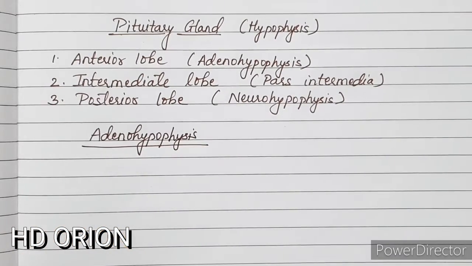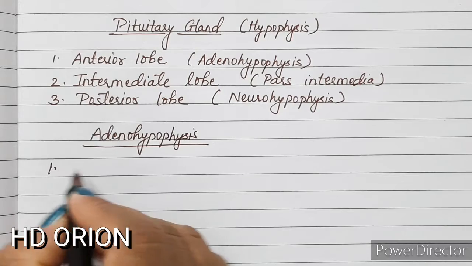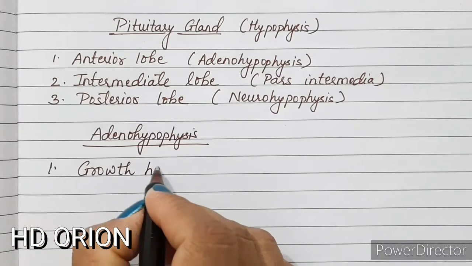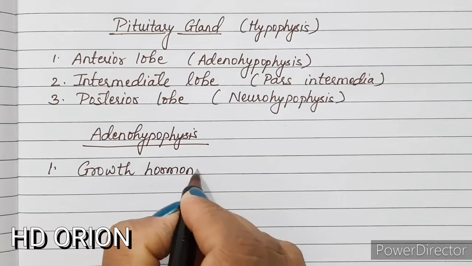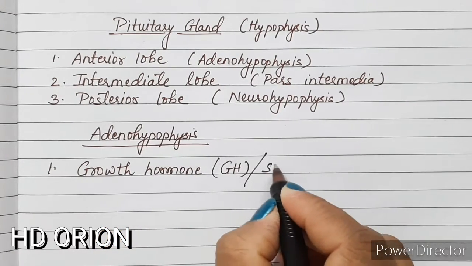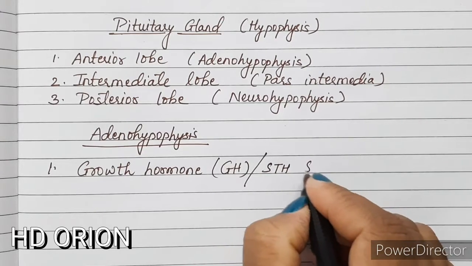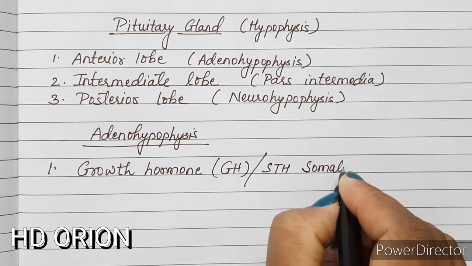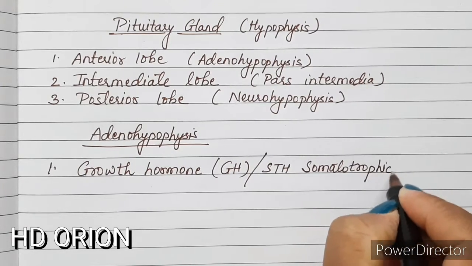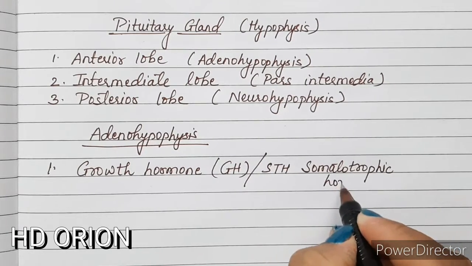The first hormone secreted by Adenohypophysis is the growth hormone. The abbreviation is GH, also known as STH or somatotrophic hormone.